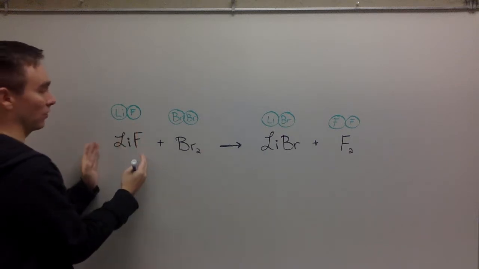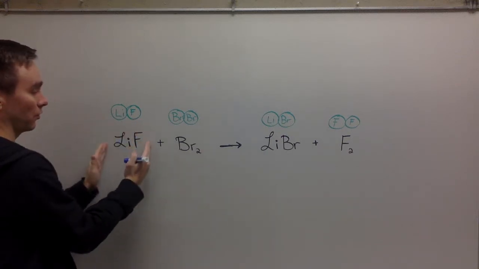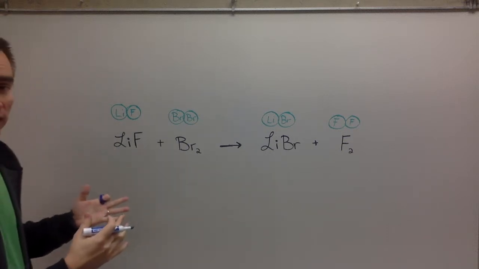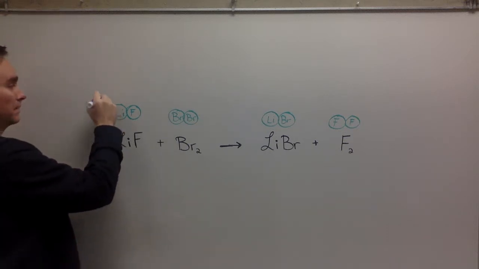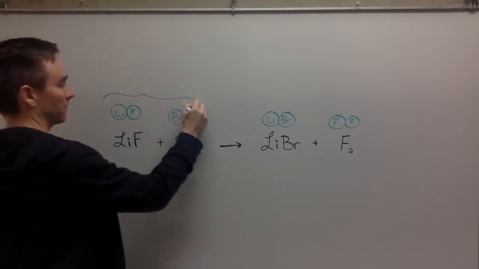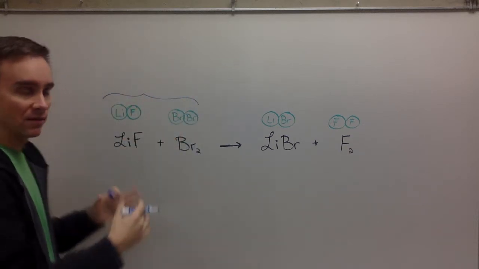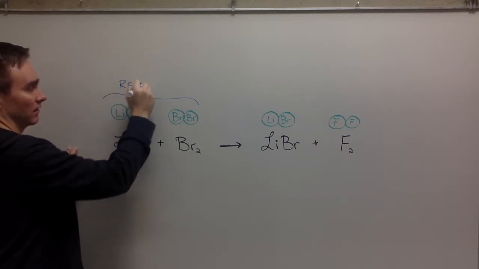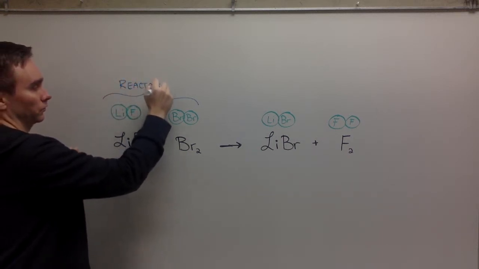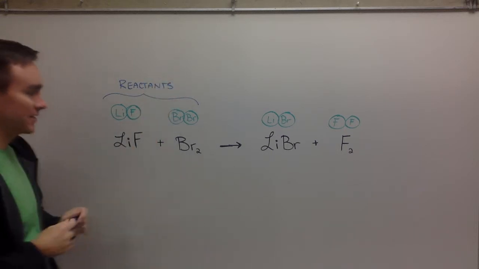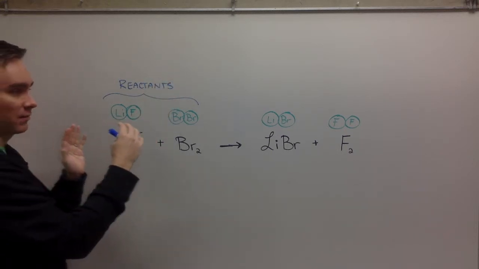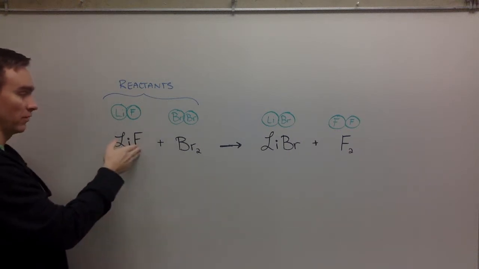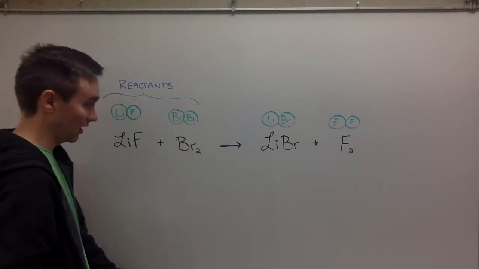All right, we have what we start with. We start with two things. We start with lithium fluoride and we start with bromine. Whatever we start with in a chemical reaction, whatever we call on the one side that we start with, we call these the reactants. So our reactants in this chemical reaction are lithium fluoride and bromine. One lithium with one fluorine, two bromines together.